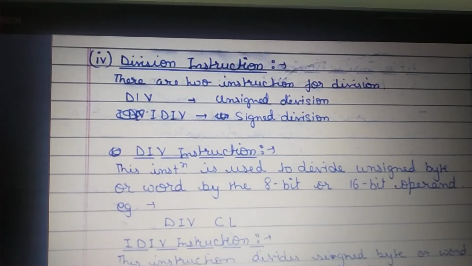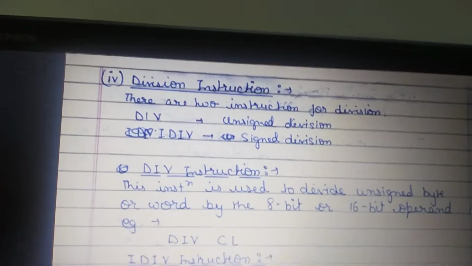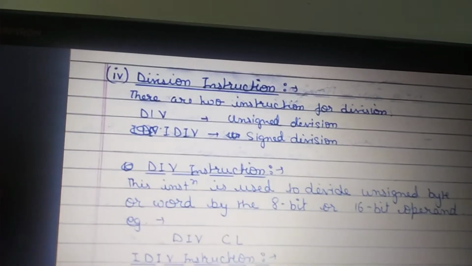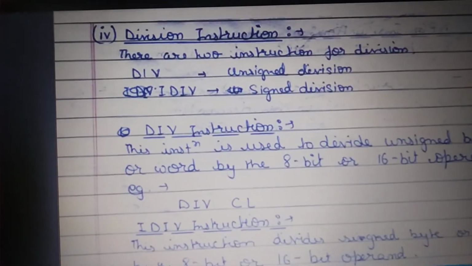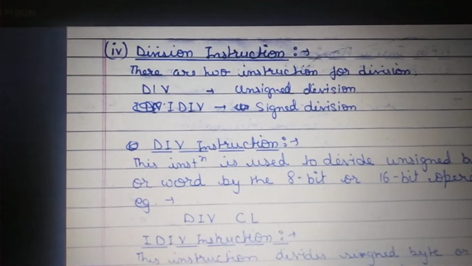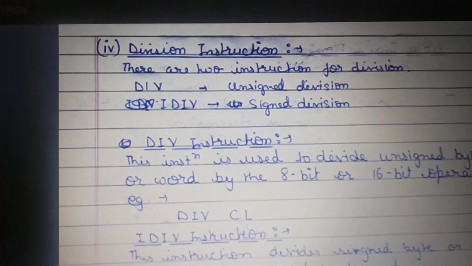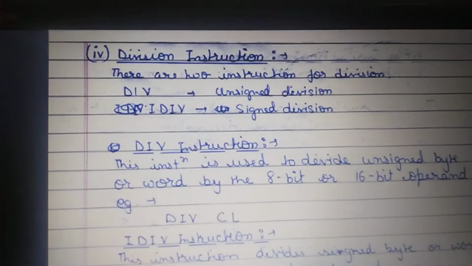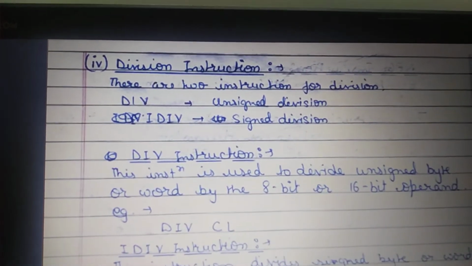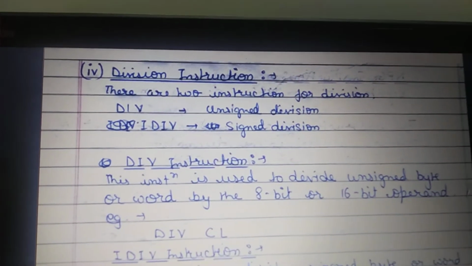So DIV CL instruction performs the operation of division. Here it will divide the content of AL by content of CL, and result will be stored in AL. And if we execute IDIV, then we have to consider the sign of the numbers also. Okay.